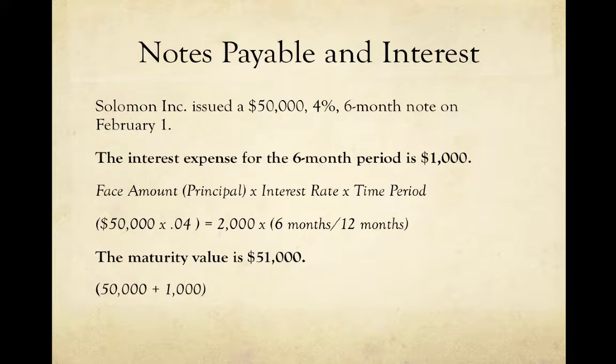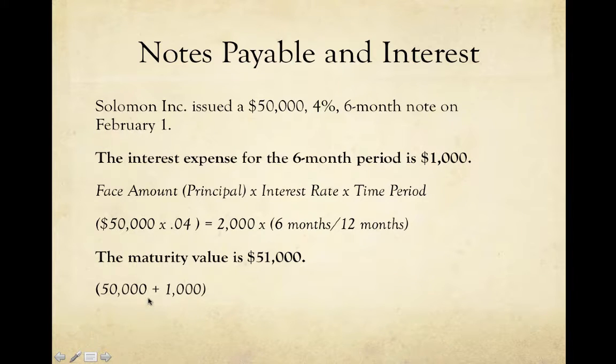If you're trying to calculate the interest expense for the 6-month period, you have to keep in mind that interest is calculated by taking the principal or the face amount times the interest rate. But the interest rate is an annual interest rate for 12 months. Since Solomon Inc. here is only borrowing the money for 6 months, we have to adjust the interest. So here's my calculation where I take the face amount times the annual interest rate. That gives me $2,000. But I'm going to adjust this $2,000 and only take half of it, 6 months worth. So I multiply it by 6 months over 12, and that's how I get $1,000.